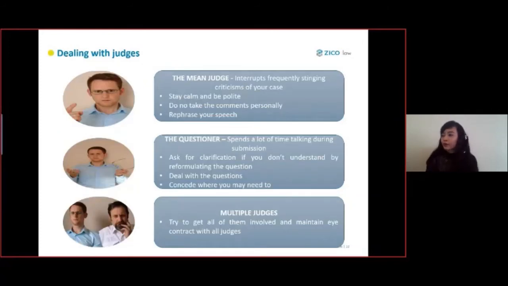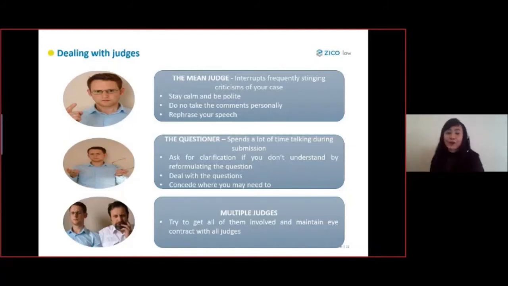All right, so next is the mean judge. You might encounter this, and I think this is just a tactic used by judges because you just want to test whether you can handle a mean person, basically. So how to handle this is to stay calm and be polite and don't take the comments personally. And if the mean judge is not agreeable to your arguments, just rephrase your speech, okay?